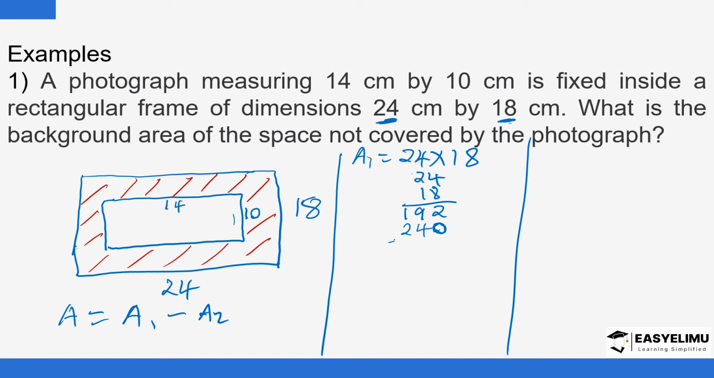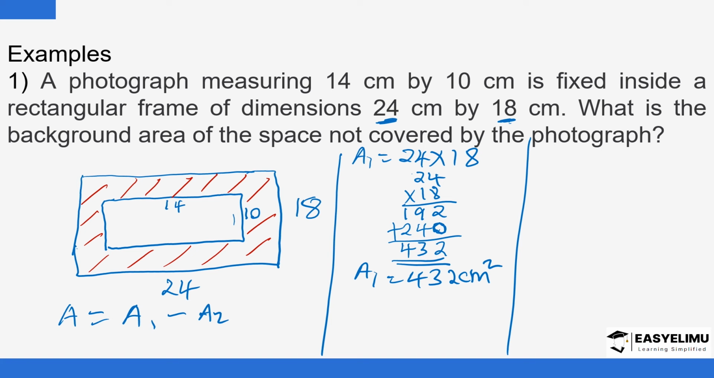And then now you can add the two products. Up there we multiply, down here we sum up. So 2 plus 0 is 2. 9 plus 4 is 13, 3 carry 1. And 1 plus 2 is 3 plus 1 is 4. So we have 432 as the answer here. So it means our A1 is equal to 432 square centimeters. Remember, area is measured in square units.